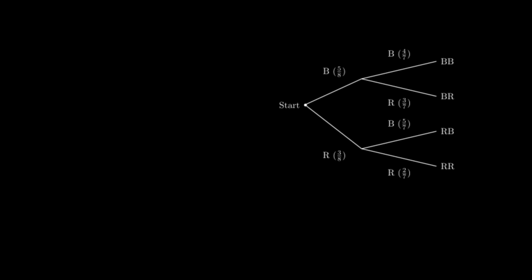Now for the second draw. If the first was black, there are 7 socks left, 4 black and 3 red. So the probability of the second being black is 4/7 and red is 3/7. If the first was red, there are 7 socks left, 5 black and 2 red. So the probability of the second being black is 5/7 and red is 2/7.